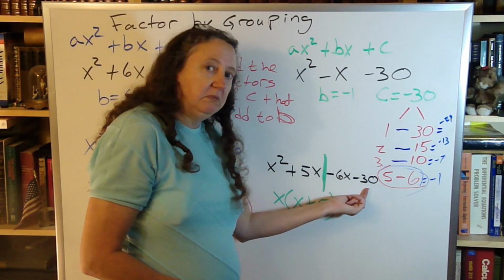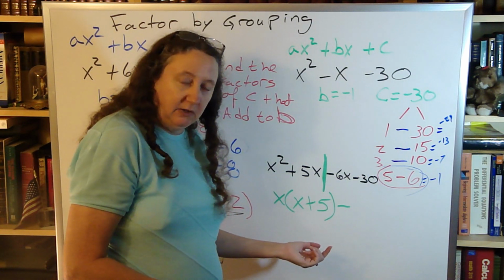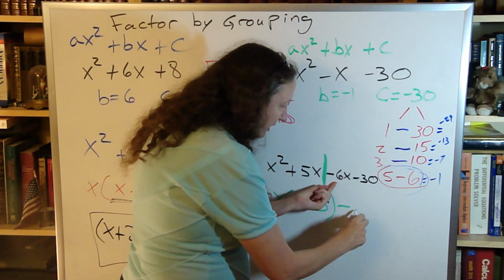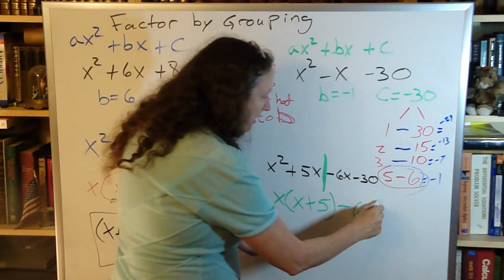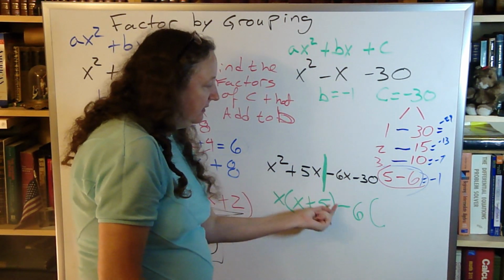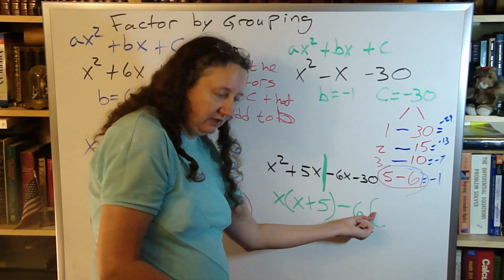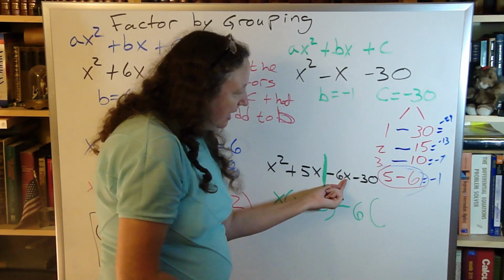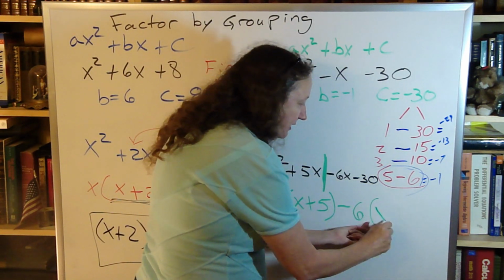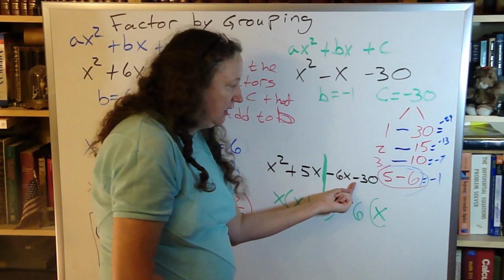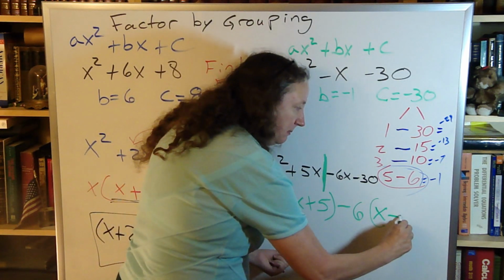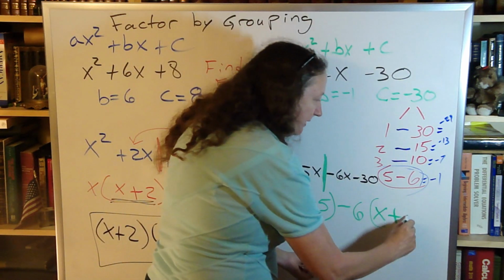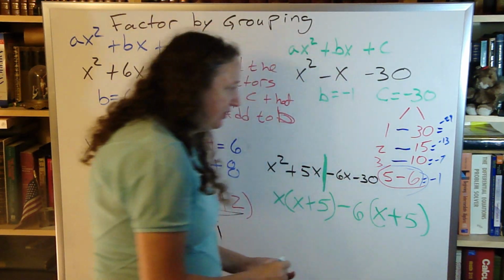6, 30. 6 can be divided into 30. That gives me 5. So I'm going to factor the 6 out. Now I have negative divided by negative is positive. 6 divided by 6 is 1. X, no x, I write the x down. Negative divided by negative is positive. 30 divided by 6 is 5. I've reached the end.